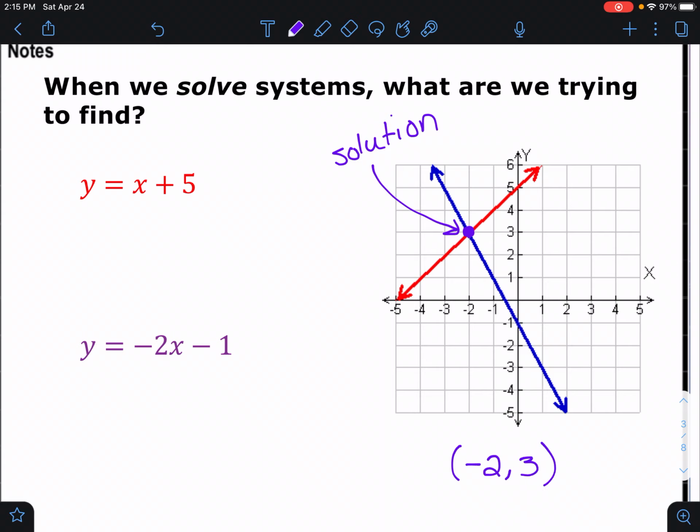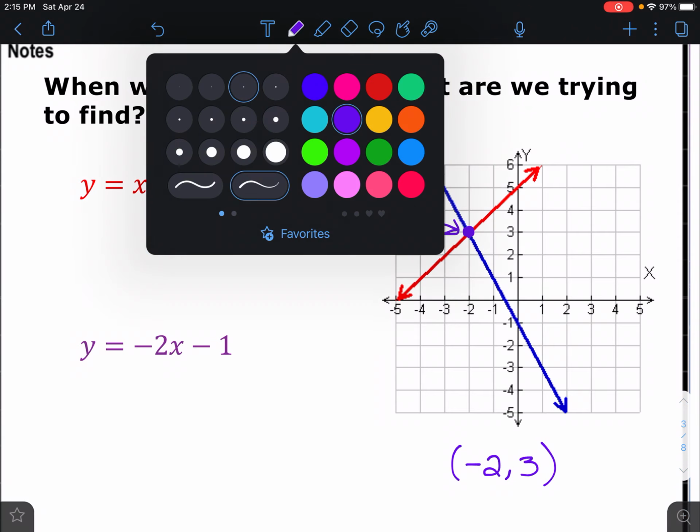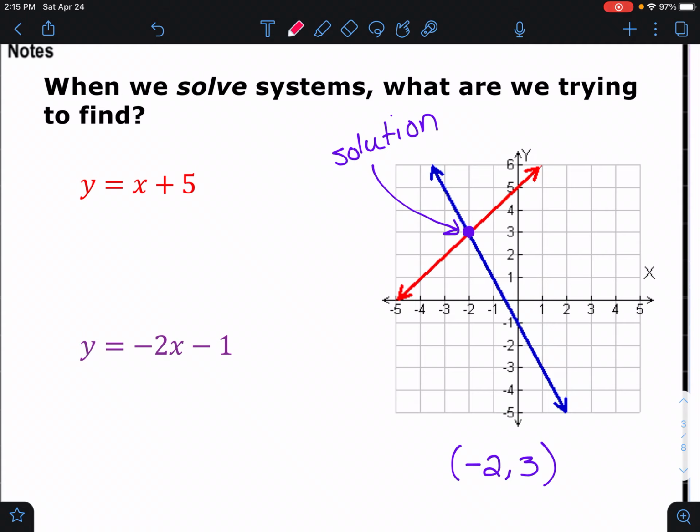And when we solve systems, we're going to write our answer as an ordered pair. So that red line that you see there is actually the equation y equals x plus 5. So now, if I take the (-2, 3) down here, remember this is x and this is y, and I plug it in up in here. So y is 3, and x is -2. I should get a true statement when I simplify this. -2 plus 5 is 3, so those check out.